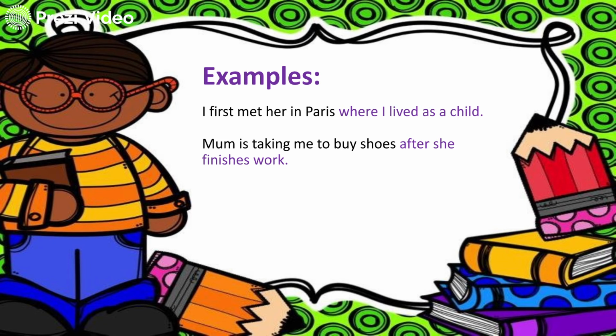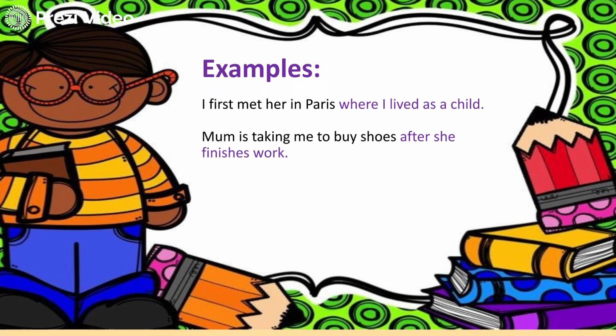The second sentence, "Mum is taking me to buy shoes after she finishes work." "Mum" is a British term that means mom, so I think this comes from a British person who wrote this sentence. It says, Mum is taking me to buy shoes after she finishes work. So "Mum is taking me to buy shoes" would be an independent clause because it could be a sentence all by itself. And "after she finishes work" would be the dependent clause because it has to be linked to the independent clause of Mum is taking me to buy shoes.